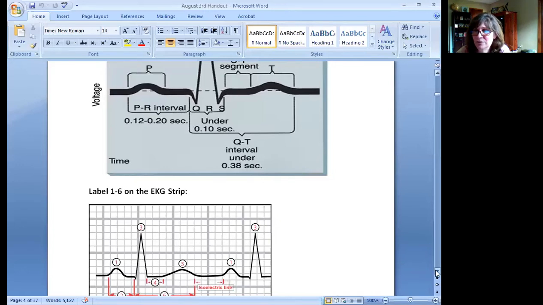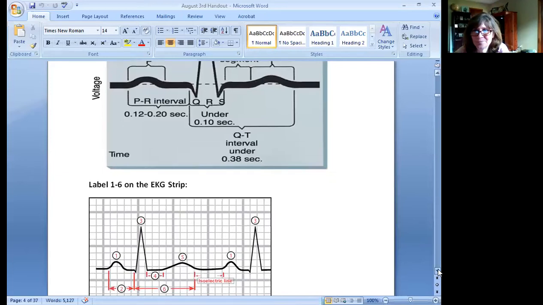I really, really, really love Dr. Udo. All right, so QT, 0.38. Later on for me, you're going to see 0.36 to 0.44, but it's rate dependent. We're going to look at lots of examples. Okie doke.